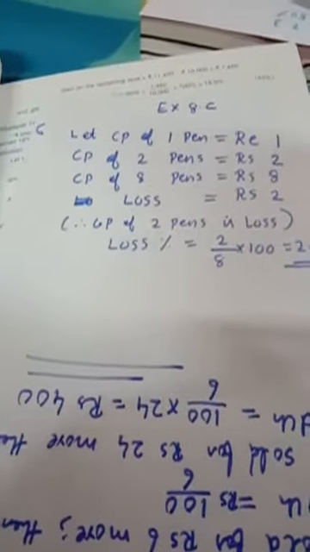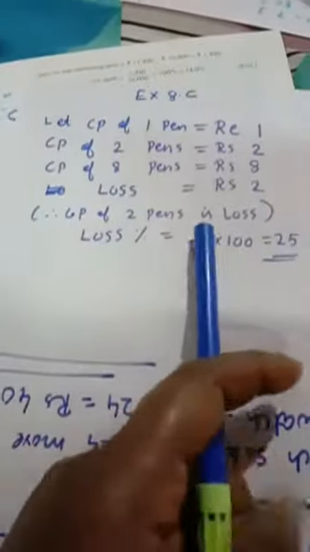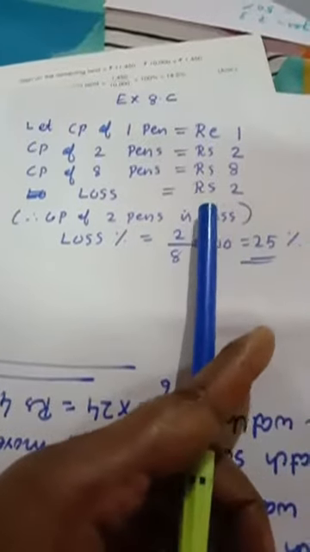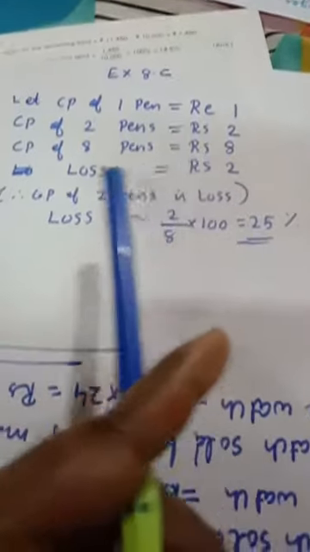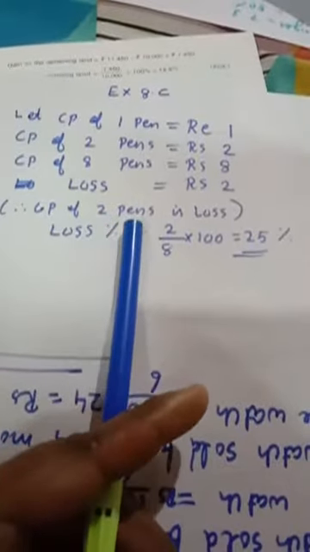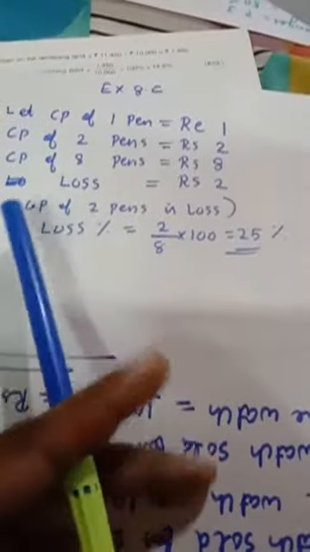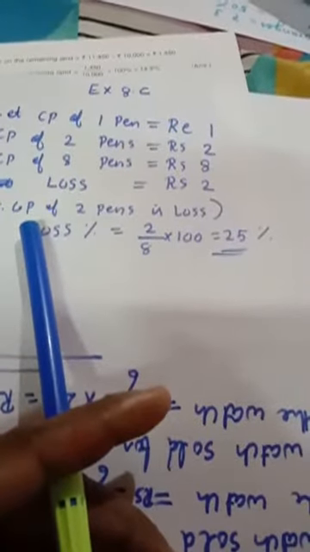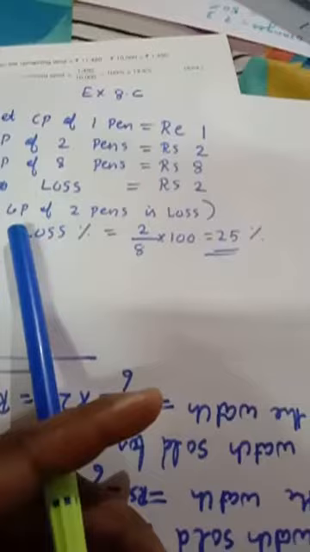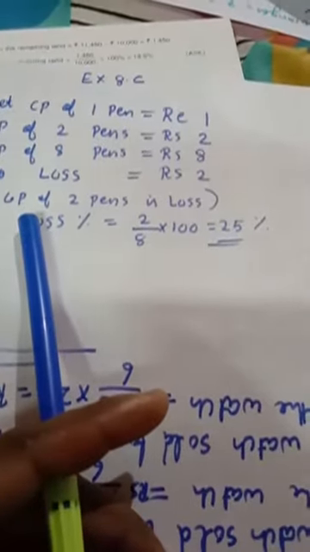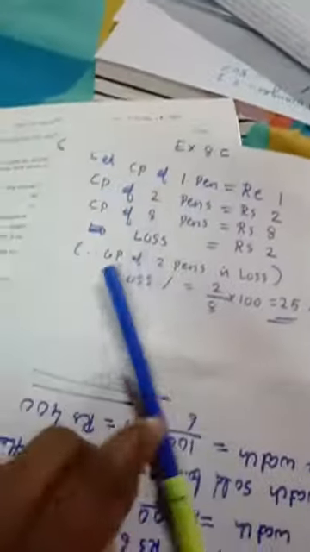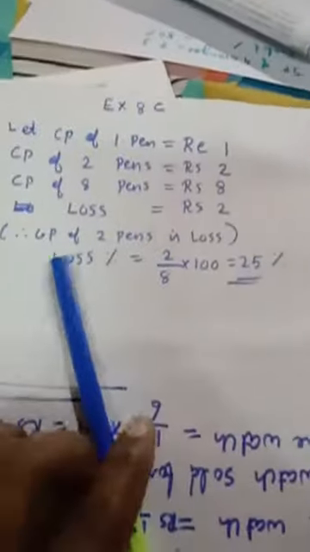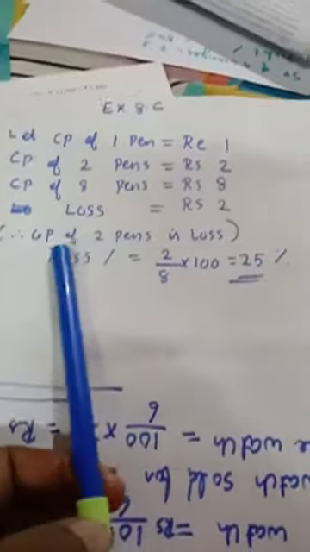Now what is the loss? The loss is equal to rupees 2. How will you get this rupees 2? Because the CP of 2 pens is the loss. When he is selling 8 pens, he had a loss of the CP of 2 pens. So the CP of 2 pens means loss. Clear?